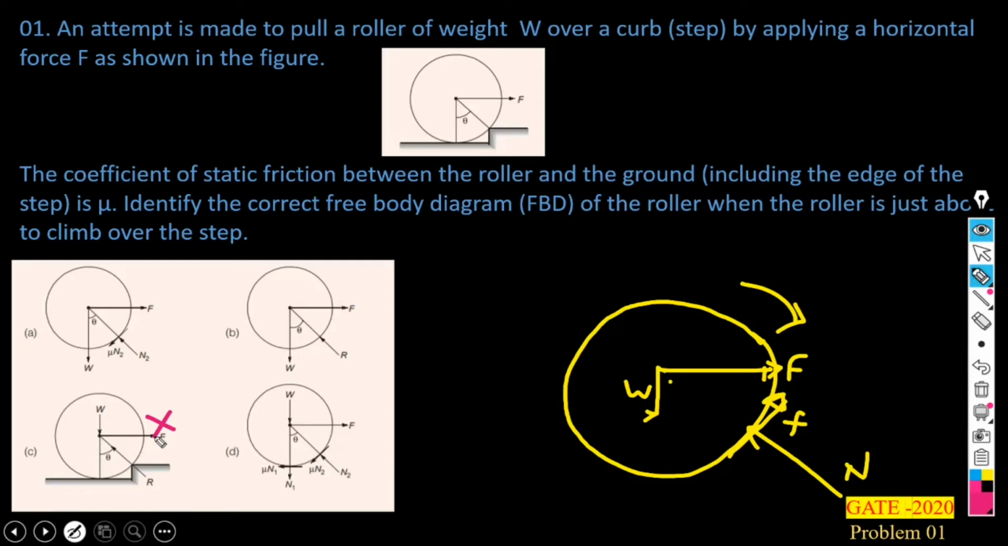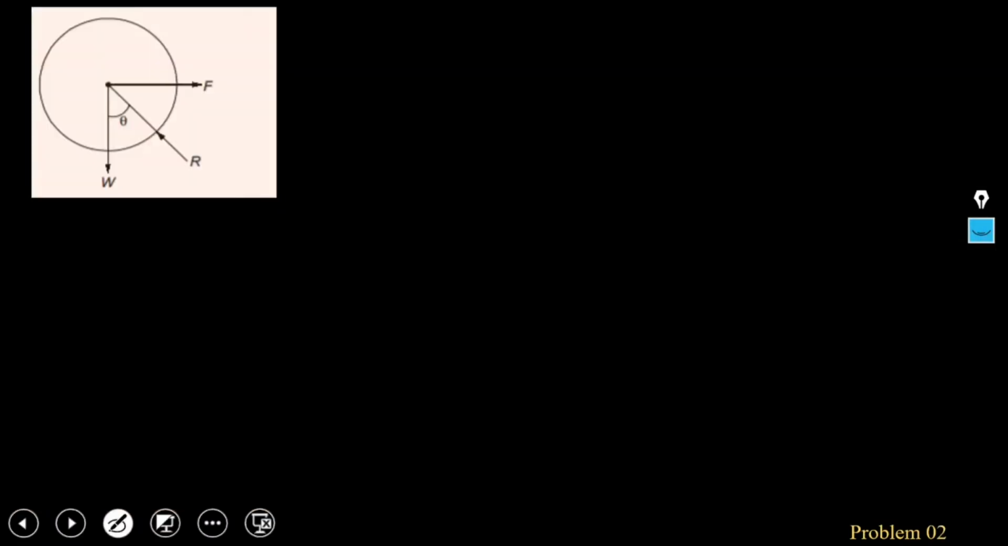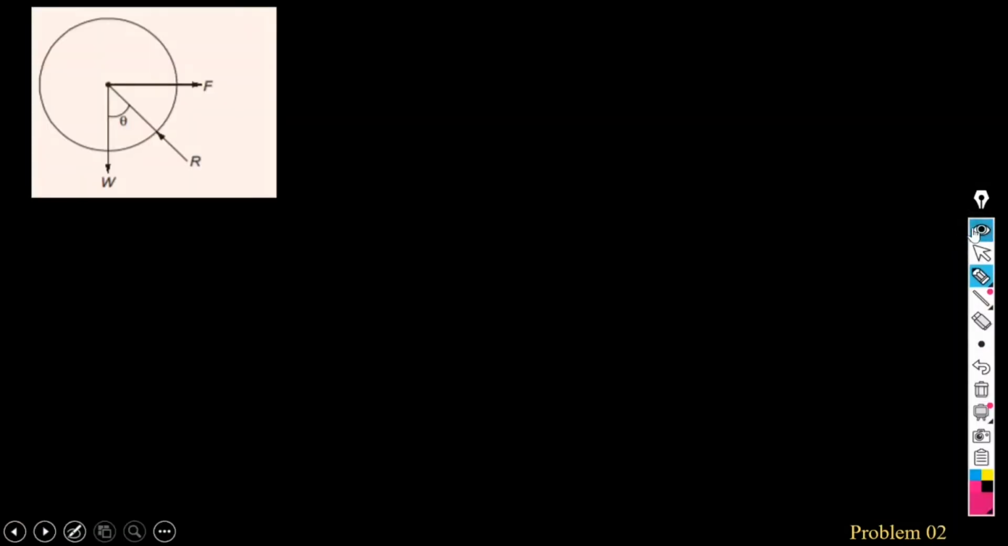And option D is also not the right free body diagram. In option A, the corresponding friction force is shown in the wrong direction. Option B looks like the right option, but no friction force is shown in option B. Let's look at what is happening with the corresponding friction force. And this is friction force F.